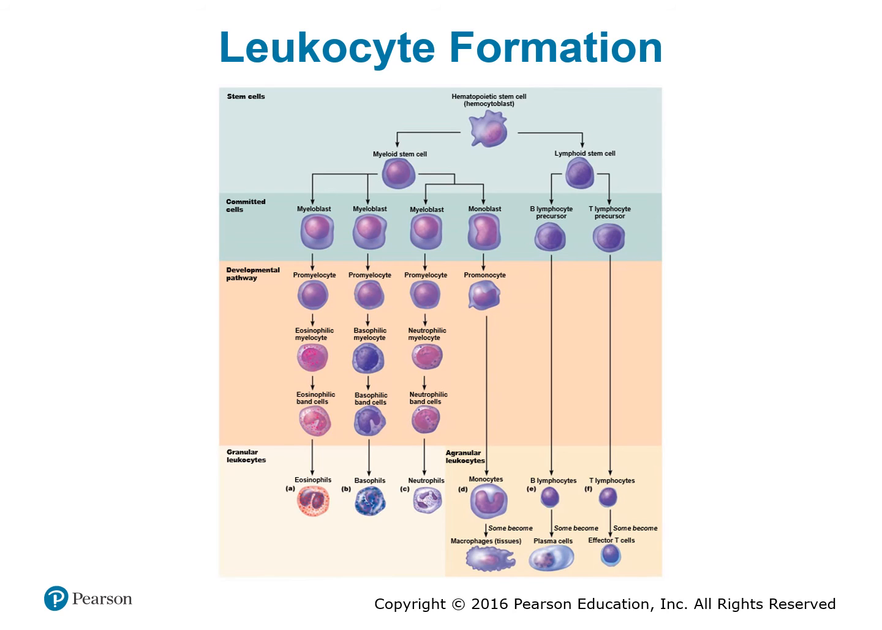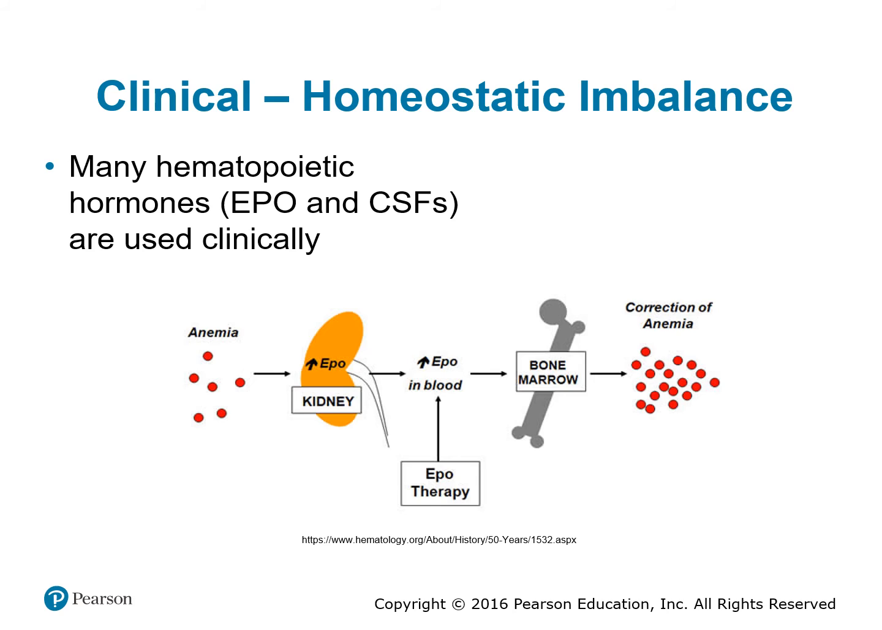So just take a minute to review this chart and be sure that you know how to classify the cells which fall under the classification of granulocytes versus those that fall under the classification of agranulocytes. Bringing all this into a clinical perspective, many of the hematopoietic hormones such as EPO and CSFs are used clinically. They can be used to stimulate bone marrow of cancer patients receiving chemotherapy or stem cell transplants, and they are also used to increase the protective immune responses of patients who have been diagnosed with HIV and AIDS.